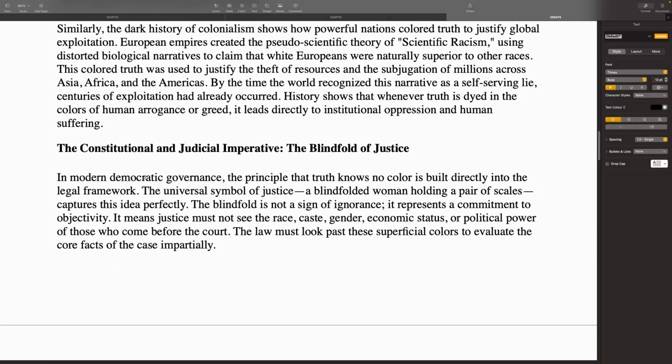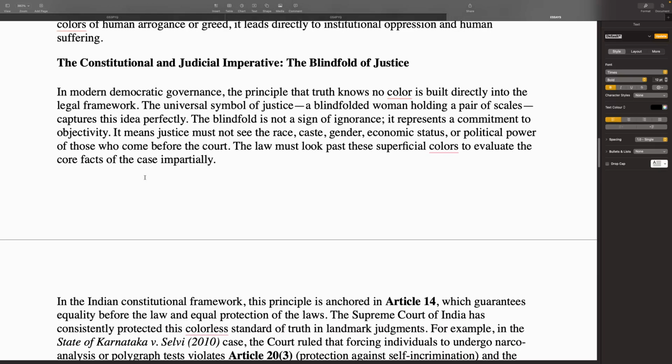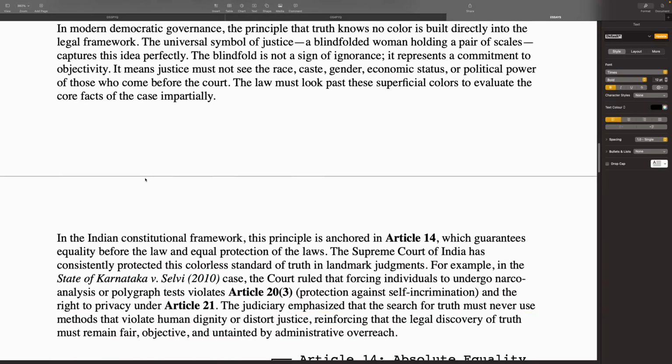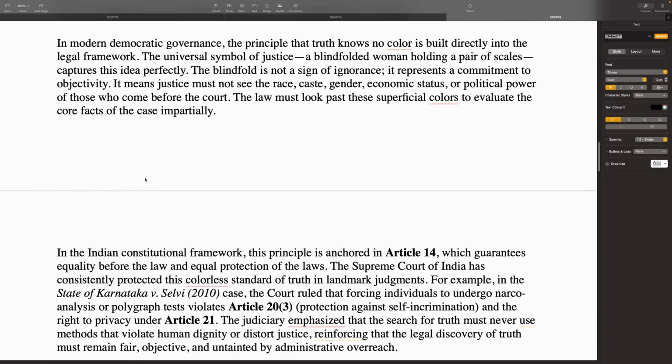The constitutional and judicial imperative: the blindfold of justice. In modern democratic governance, the principle that truth knows no color is built directly into the legal framework. The universal symbol of justice, a blindfolded woman holding a pair of scales, captures this idea perfectly. The blindfold is not a sign of ignorance, it represents a commitment to objectivity.